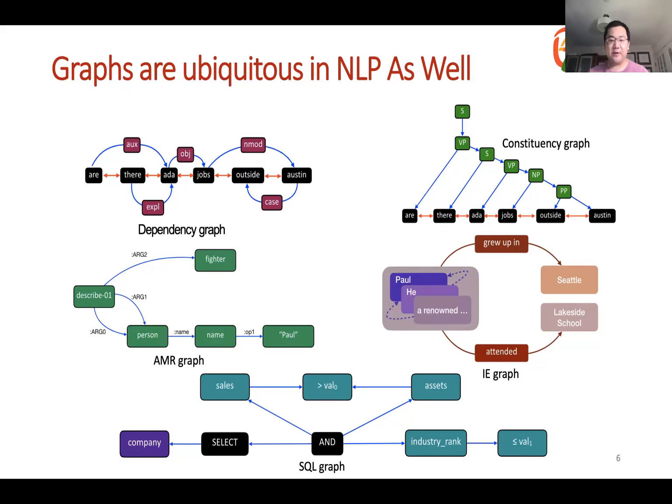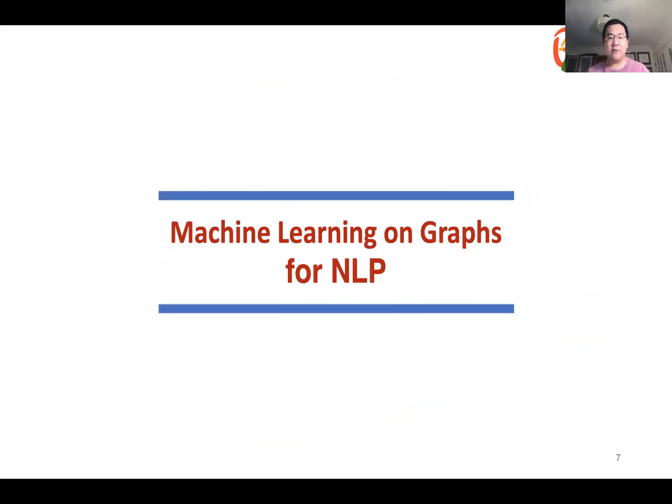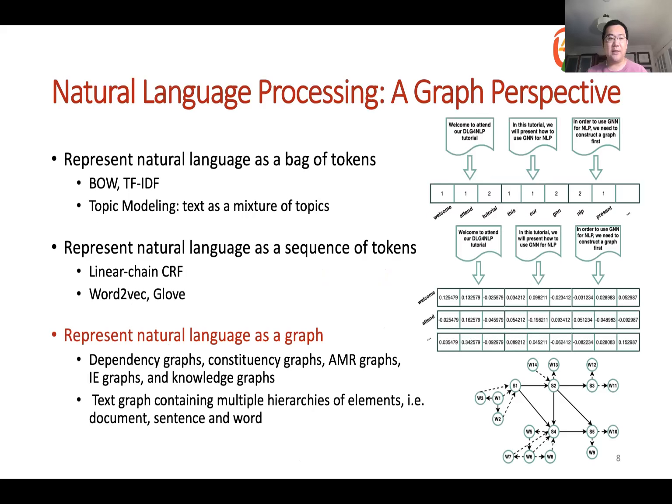Even in a very specific domain, for example SQL, people have been using the SQL graph to model SQL queries, since the different clauses really don't have any order information. It's not purely a sequence. So graph is definitely a better alternative structure to represent SQL. So with all these graph examples in NLP, we will talk about various conventional machine learning techniques people have been using, applied on these graphs for various NLP tasks.